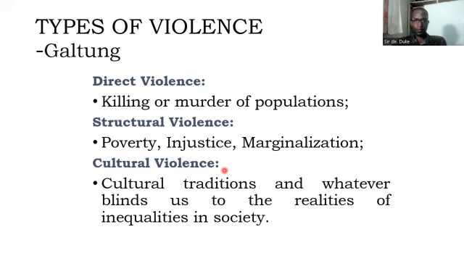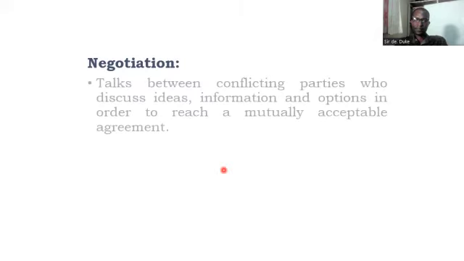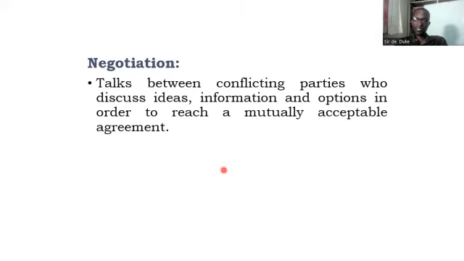Now we are going to look at this other critical concept or term that we have to really know and understand by way of definition. That is negotiation. What is negotiation? What does it mean in peace and security studies? It says here, negotiation refers to talks between conflicting parties who discuss ideas, information, and options in order to reach a mutually acceptable agreement or settlement.